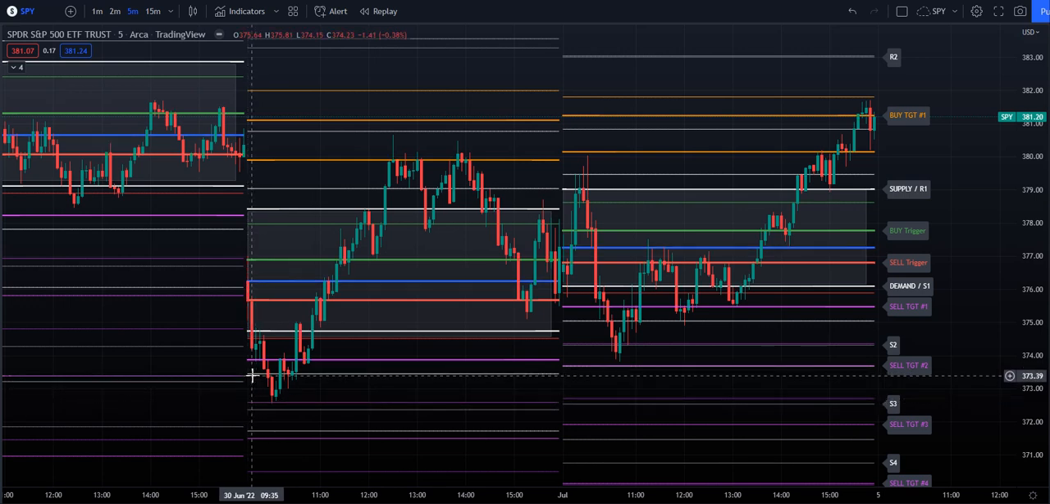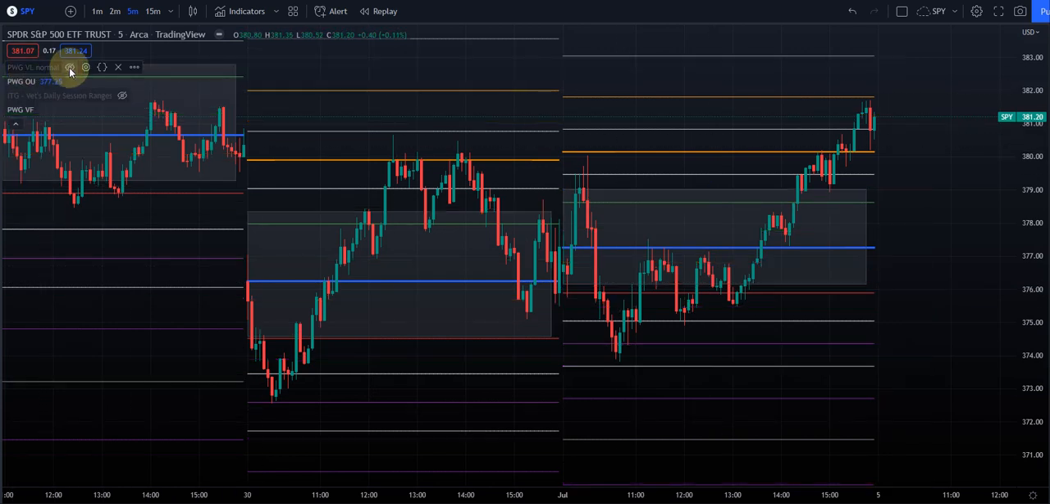So we got below again, sell target, demand zone, S1, sell trigger, I'm sorry, demand S1, sell target 1, S2, got to S2, then we moved to sell target 2. But you'll see the different lines, and I can take them on and put them off.